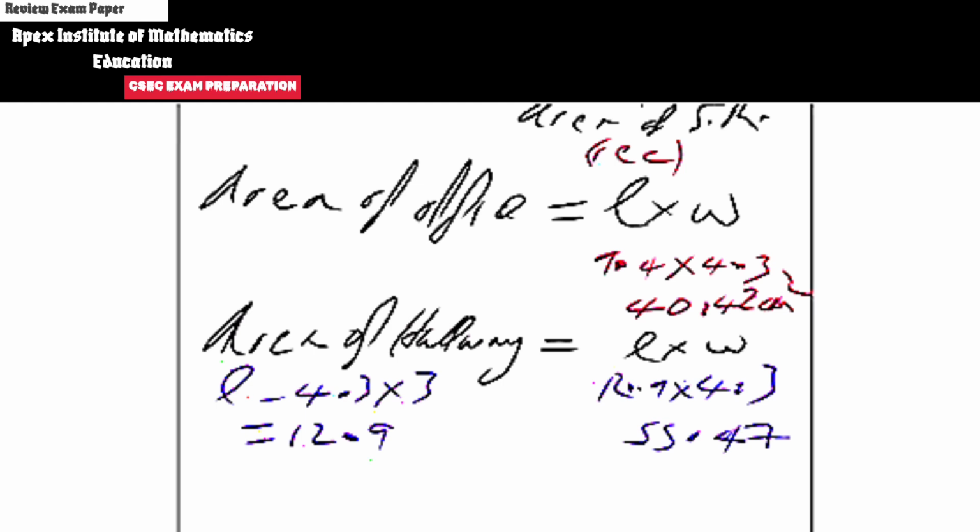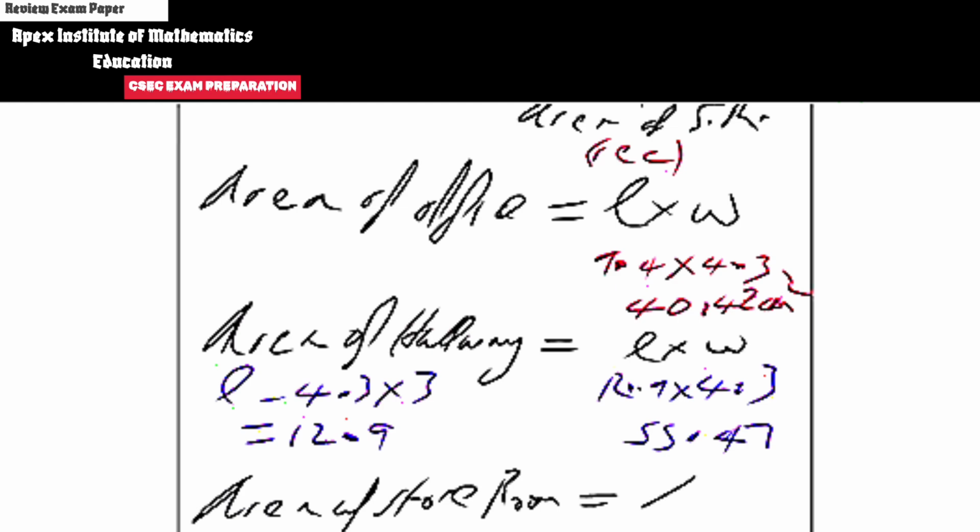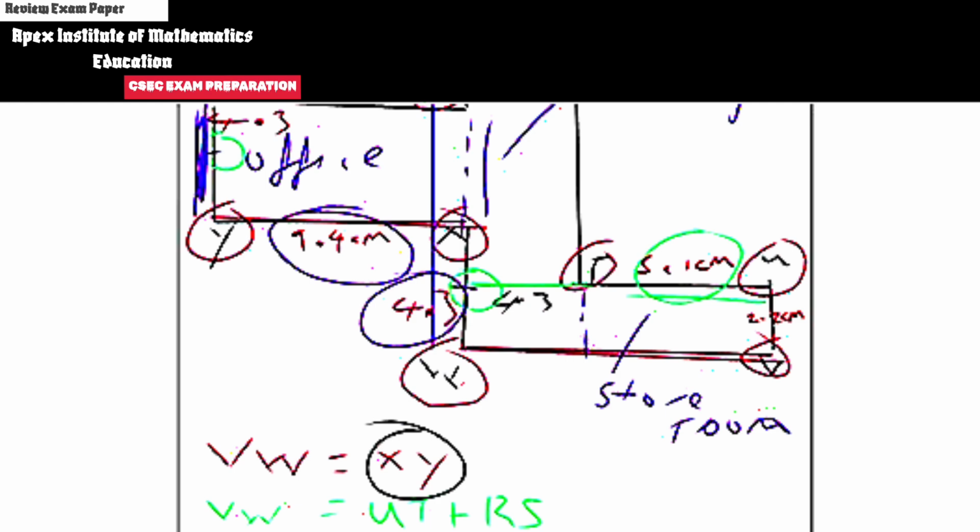All right, and then we're going to go now next to the storeroom. So we're going to say area of storeroom. The storeroom we have already established is also a rectangle, so that also is going to be length times width. And then we've got to go to our diagram and observe what the length is.